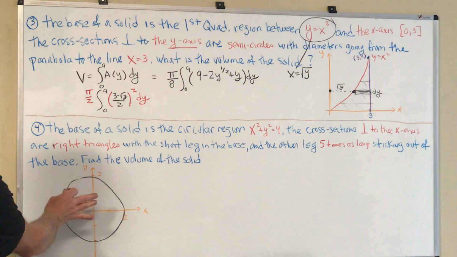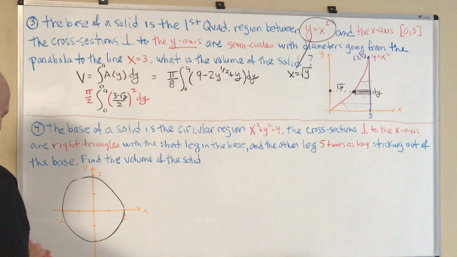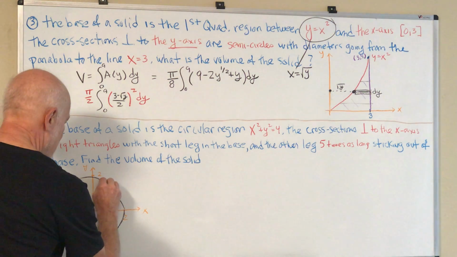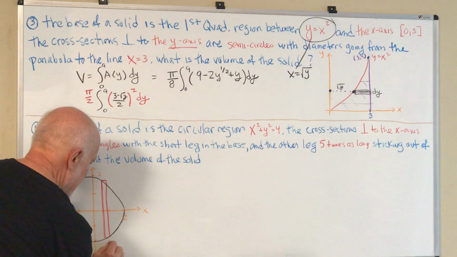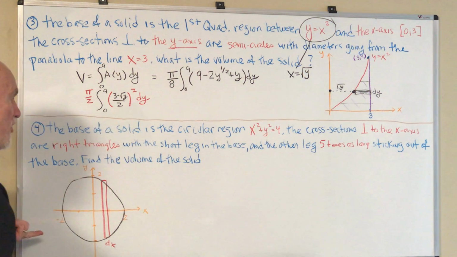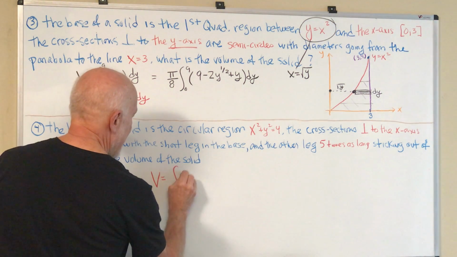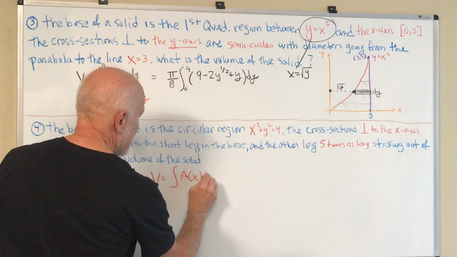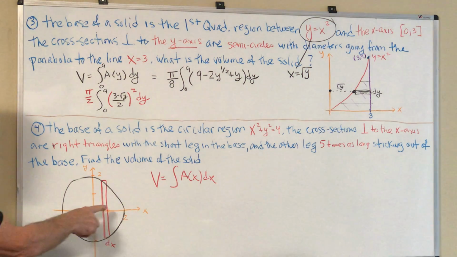So that's our base. The cross sections are perpendicular to the x-axis, so I can make those right now. And I know it's going to be dx, and I know this is a cross-section problem, so right away I can say the integral of A of x dx. And I'm going to go from -2 to 2.